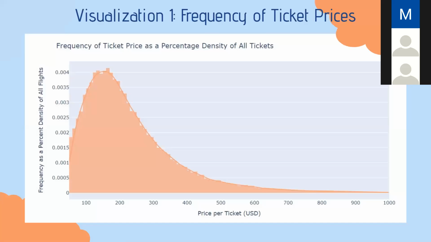Our first visualization is a plot consisting of a histogram and a curve representing the frequency of ticket prices as a percent density of all tickets. The x-axis represents the price per ticket, with the y-axis representing the frequency. The curve illustrates a positively skewed distribution, as the frequency peaks on the left and decreases on the right. The most common ticket price ranges from about $140 to $160 US.